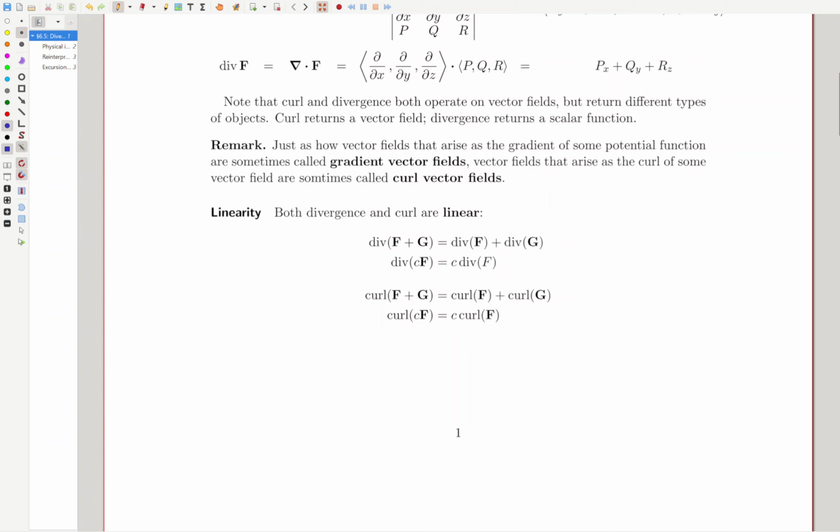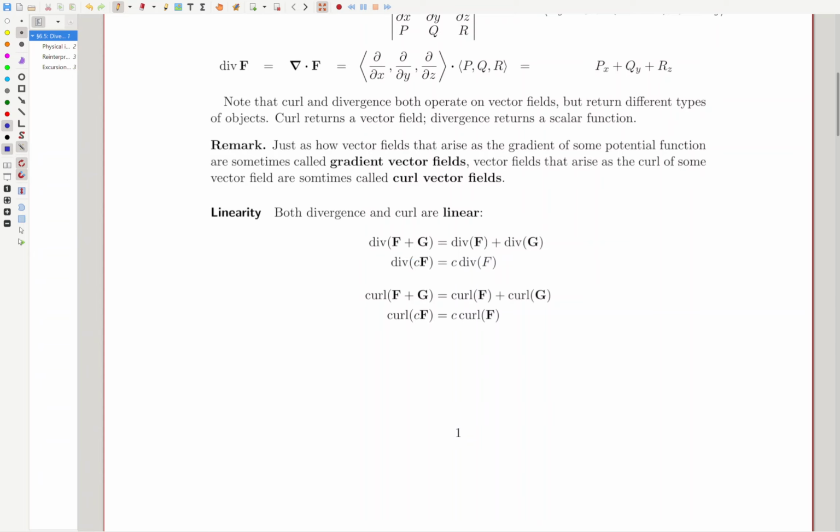Some algebraic properties of divergence and curl, just kind of nice to know about. So they are both linear. That means that if you are adding two vector fields and then taking divergence, that's the same as if you took the divergence of the vector fields independently and then added them together. Similarly with curl for addition.